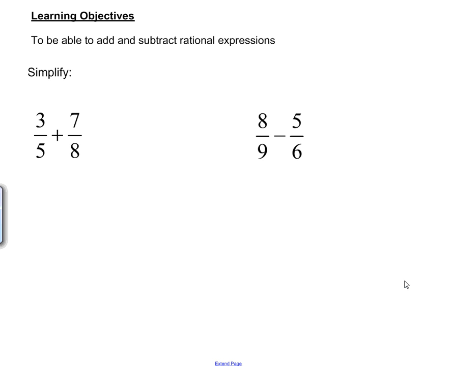Hello, today's learning objective is to be able to add and subtract rational expressions. We already know how to simplify a single rational expression. We know how to multiply and divide rational expressions. Now we're adding and subtracting rational expressions. So first, let's remind ourselves how to add and subtract fractions.